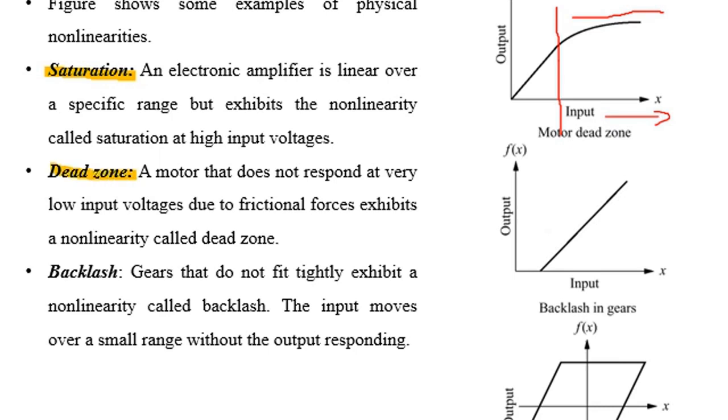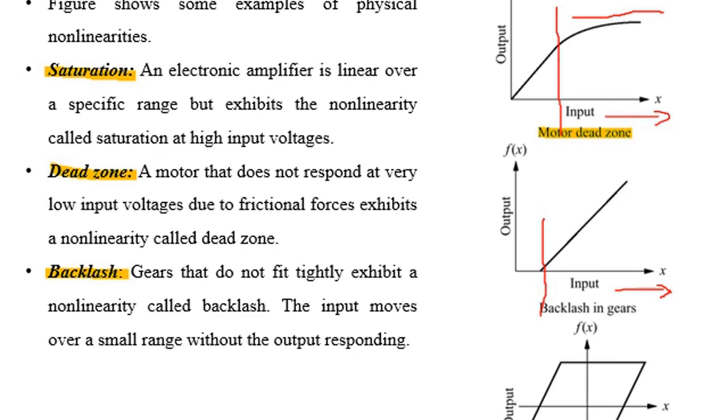Next physical nonlinearity we have is dead zone. Dead zone mostly occurs in motors. When we apply a low input voltage, lower than the desired excitation voltage, the motor output is equal to 0 due to frictional forces and no response from the motor is achieved. So for a certain range of input, the system response or output is equal to 0. This nonlinearity is known as dead zone.